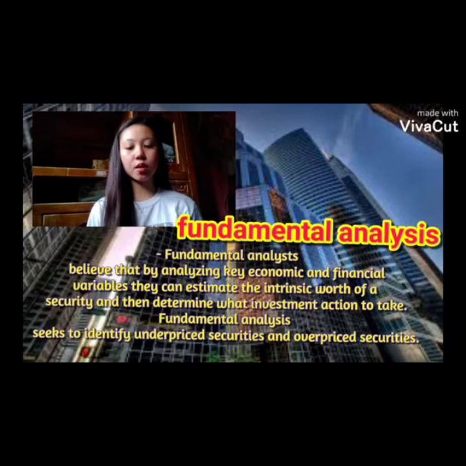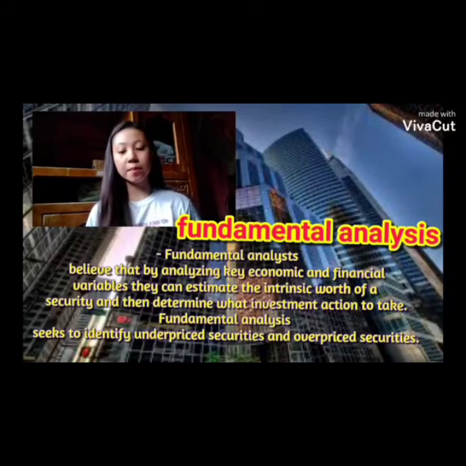Okay, first, let's talk about the fundamental analysis. Fundamental analysis believes that by analyzing key economic and financial variables, they can estimate the intrinsic worth of a security and then determine what investment action to take. Fundamental analysts seek to identify underpriced securities and overpriced securities. Their investment strategy consists of buying underpriced securities and selling overpriced securities, thereby earning superior returns.